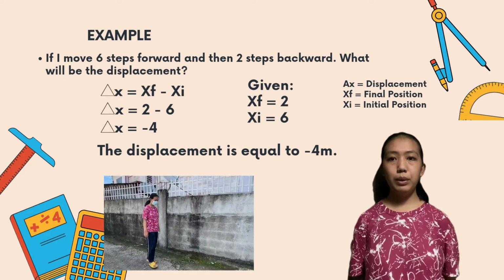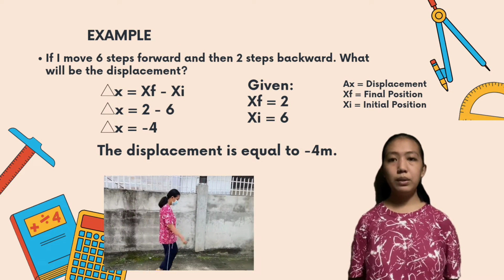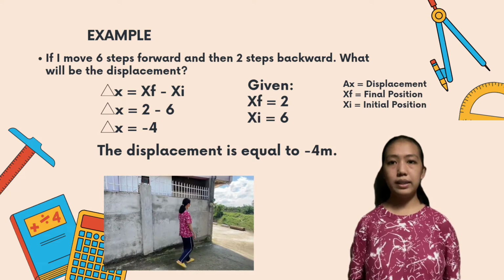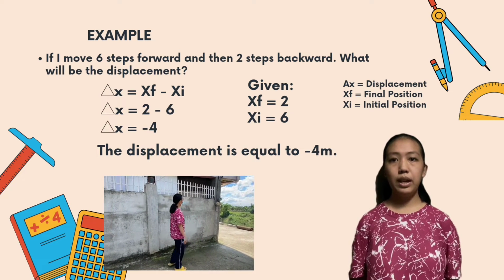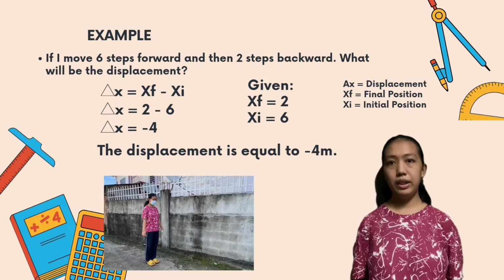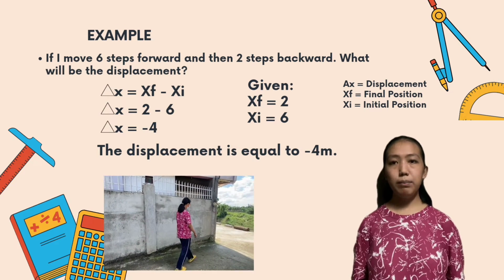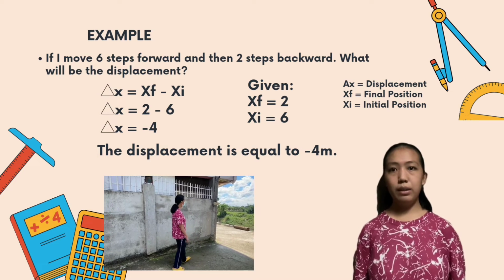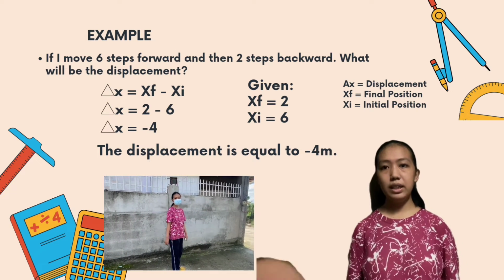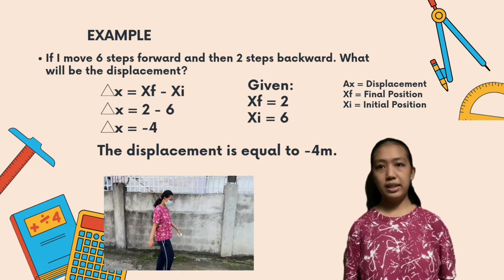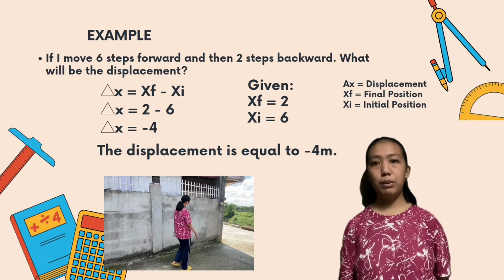To compute the displacement, we will use the formula delta x is equal to final position minus initial position. Let's change the formula with our given. Our final position is 2, and then we subtract that from our initial position, which is 6. So my displacement will be negative 4 meters.